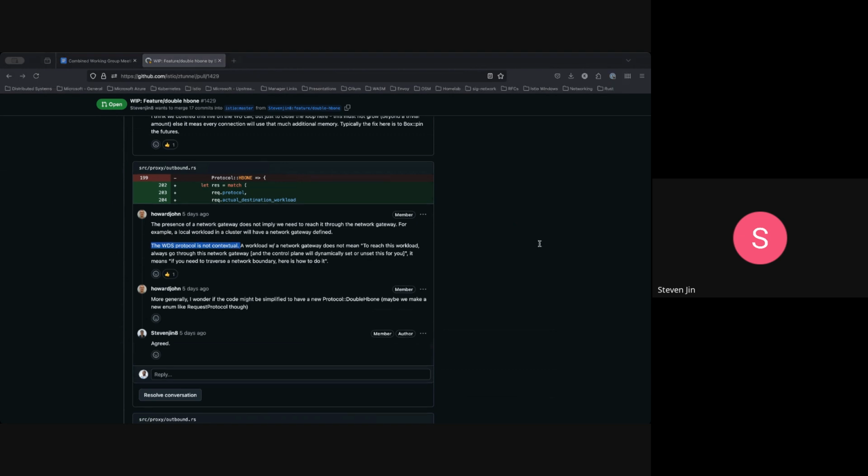Does that make sense? The main point here is that each cluster is going to have a different view of the existing workloads in a multi-cluster context. But the comment John wrote makes it seem like the WS protocol is not contextual. So then the view of what workloads exist and which don't would be uniform across all clusters.